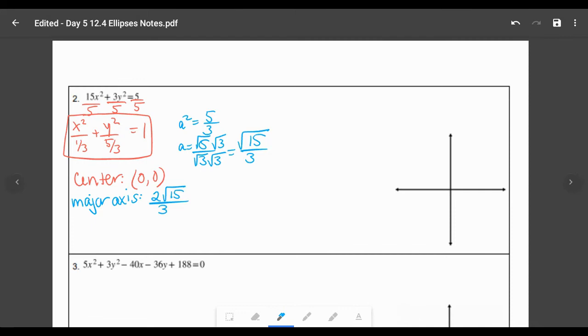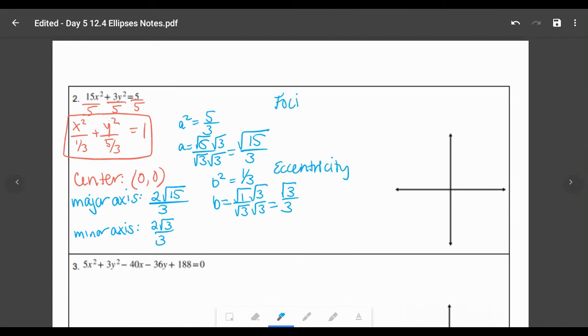All right, so for my minor axis, we should be looking at what is the value of b, and I know that b squared is equal to 1/3, so that means that b is equal to the square root of 1 over the square root of 3, but I can't leave it like that, so I would multiply by root 3 over root 3, and I get root 3 over 3. All right, so my minor axis needs to be twice that, so I would do 2 times root 3 over 3.